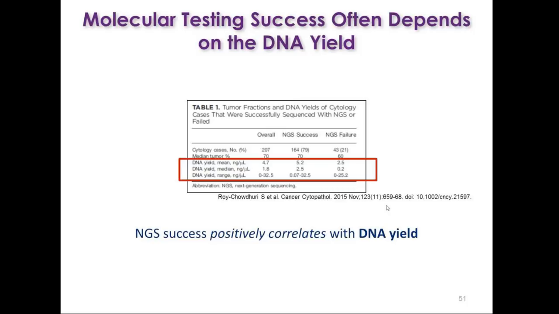And why is it important? Why are we talking about DNA yield? Because DNA yield often correlates with the success of your molecular test. So we did a study where we looked at the NGS success rates, and it's kind of intuitive, but we did see that when you have a higher DNA yield, you tend to have a higher NGS success.